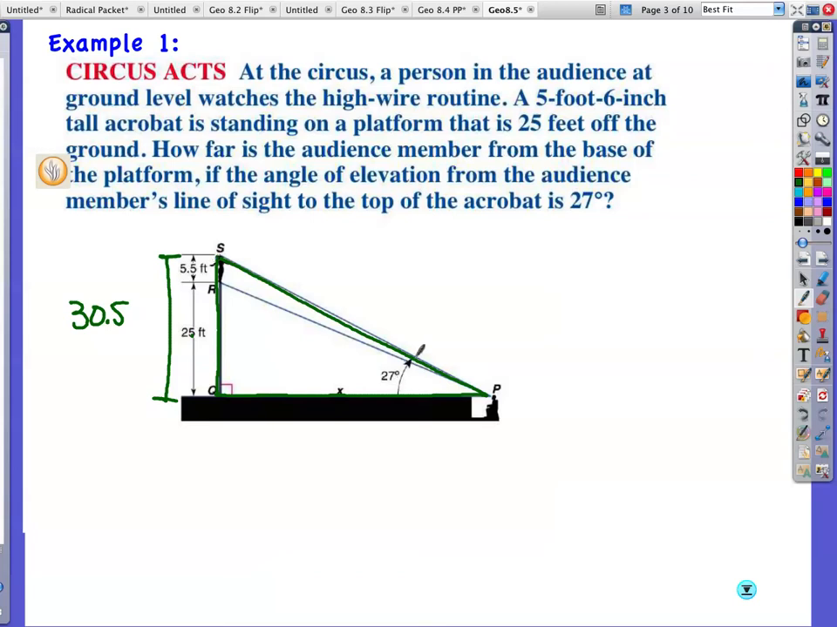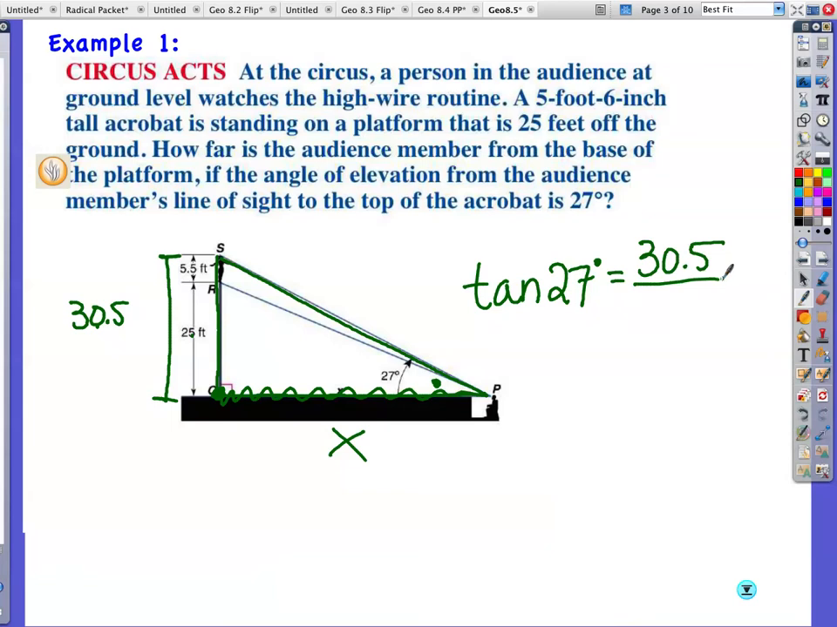Okay, your angle of elevation is 27 degrees. You have 30.5. What do they want us to find? How far is the audience member from the base of the platform? How far is this person from the base of the platform? So this is my X down here. So now I have an opposite from this angle here, and I have an adjacent. So I'll be using tangent. So tangent of 27 degrees is 30.5 over X.